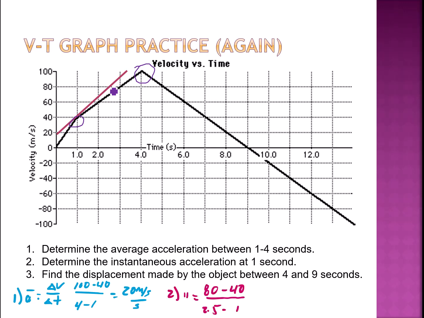Or I could do the physics, again, same equation. I'm using the acceleration equation. I'm taking the 80 and the 40, and I'm taking the 2.5 and the 1. It would be 40 divided by 1.5 or 26.6 repeated, which means I would probably just chalk it up as 27 meters per second per second.